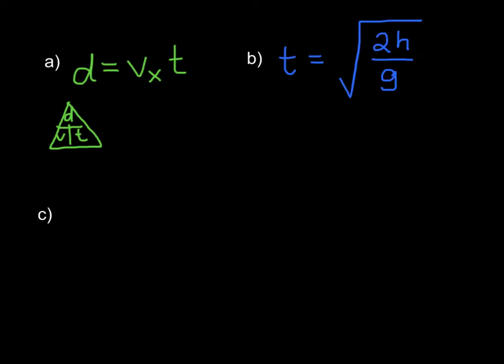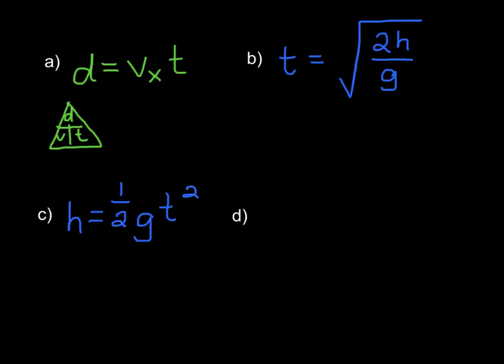This third equation will actually be a rearrangement of the second equation. So equations B and C are exactly the same, they're just solved for different letters. The next version of the same equation from B is solved for height. So if you need to know how far the projectile is falling, height is equal to 1/2 times the acceleration due to gravity times time squared.